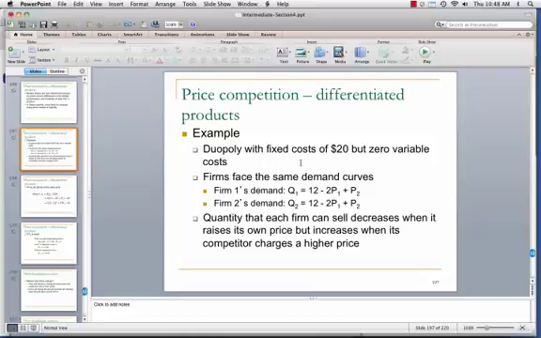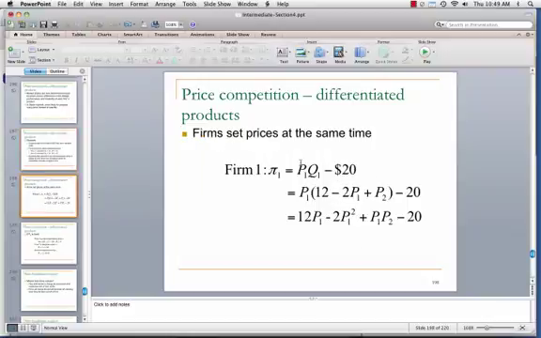And obviously, as they sell more, the only way they could do that is by lowering the price. If the competitor is charging an even higher price, then obviously that firm will gain a competitive advantage. And when that happens, the firms are going to set their prices. We're going to presume that they set them at the exact same time. That would mean that what we need to do is find the maximum profit. To do that, we need to find the revenue minus the costs.